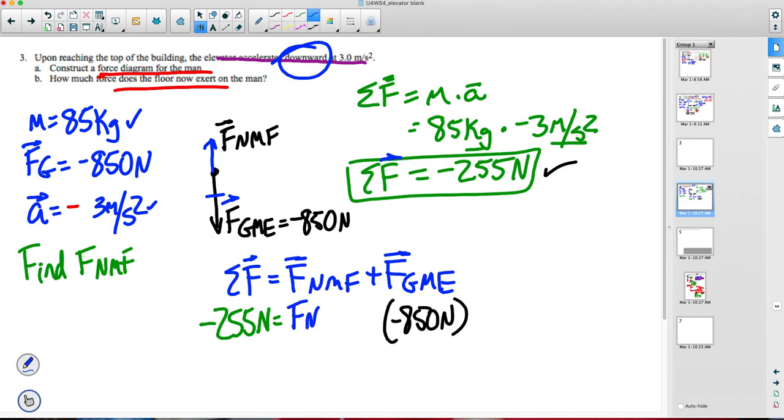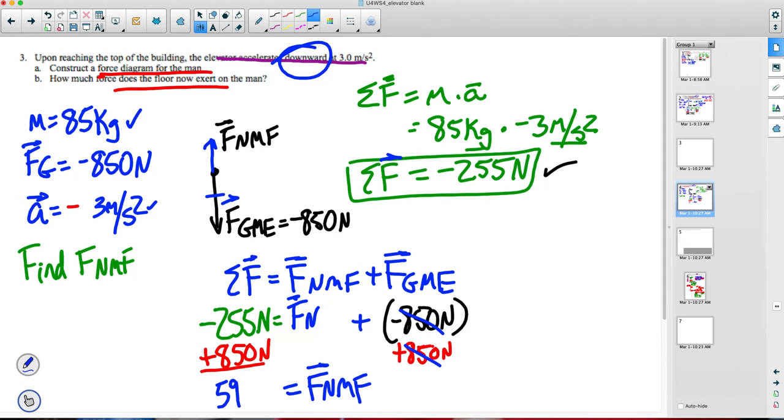So to get force normal, we're going to have to get rid of the negative 850 newtons, so we're going to add 850 newtons to both sides. And that leaves us with a force normal on the man by the floor. These cancel out over here. And let's see, this would really be 850 minus 255. So I think that ends up being 595 newtons is the force normal on the man by the floor.